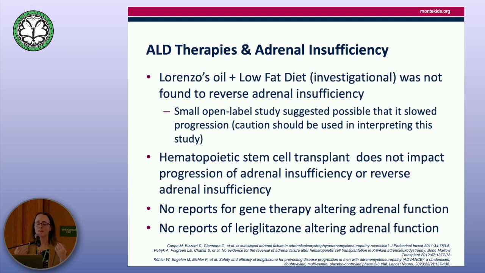A lot of the therapies we've been talking about related to the neurologic conditions have very, very limited adrenal insufficiency evaluations in their publications. You kind of have to go through and read the fine print to see, was there anything there? The Lorenzo's oil study thought that maybe it slowed down the progression of adrenal insufficiency, but it was open label and very small. Bone marrow transplant has been found to not have an impact on adrenal insufficiency. It doesn't reverse it, but it also doesn't slow it down. Gene therapies thought not to alter it, although not published.